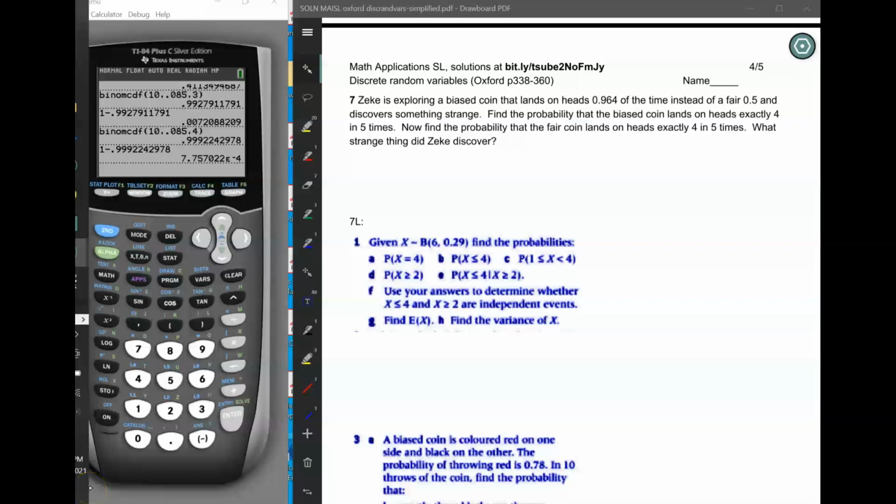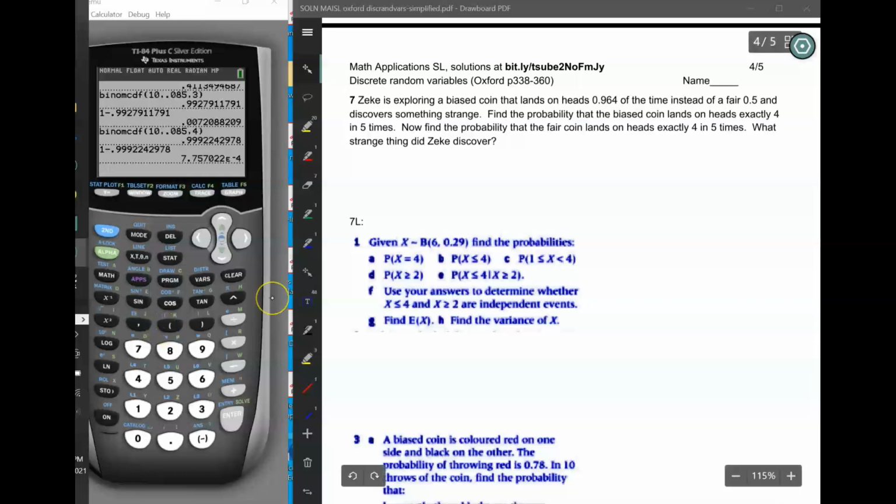Page 4 of Discrete Random Variables, number 7. Zeke is exploring a biased coin that lands on heads 0.964 of the time instead of a fair 0.5 and discovers something strange. Find the probability that the biased coin lands on heads exactly 4 and 5 times. Okay, so let's do that.